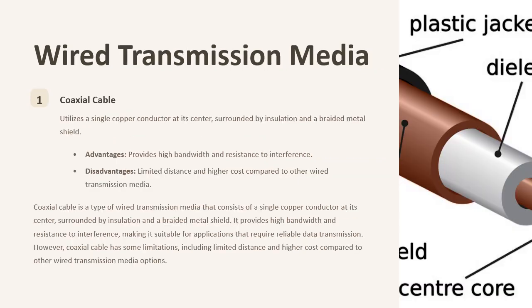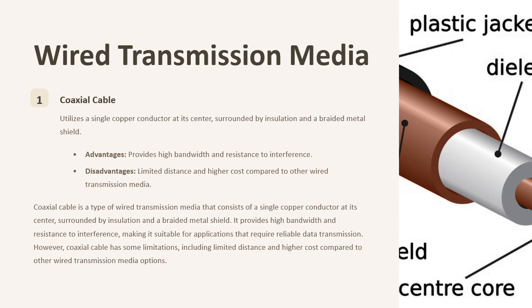Now let us see coaxial cable. It utilizes a single copper conductor at its center, surrounded by insulation and a braided metal shield. Advantages: provides high bandwidth and resistance to interference. Disadvantages are limited distance and higher cost compared to other wired transmission media.